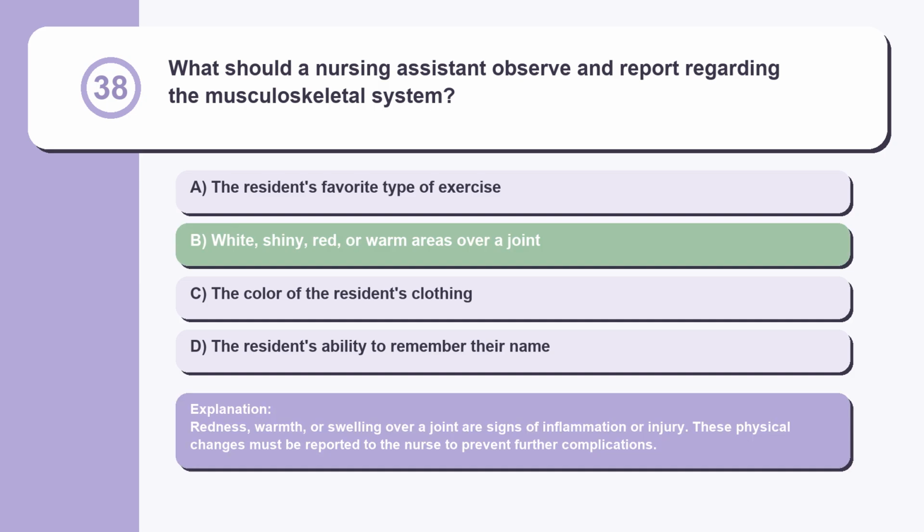Redness, warmth, or swelling over a joint are signs of inflammation or injury. These physical changes must be reported to the nurse to prevent further complications.